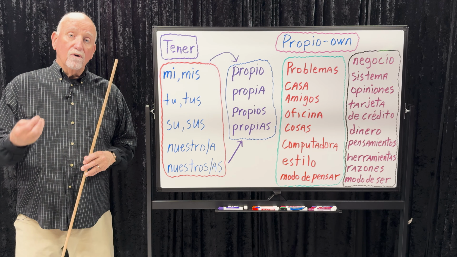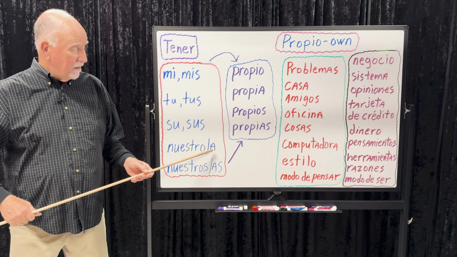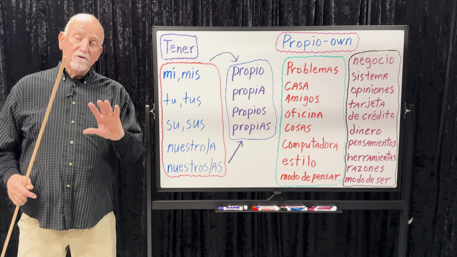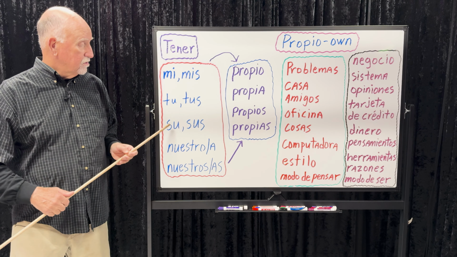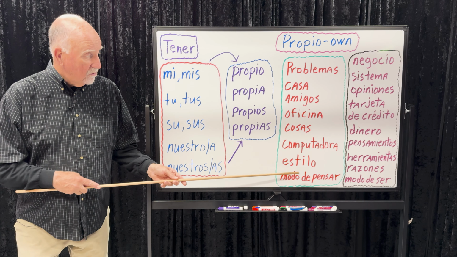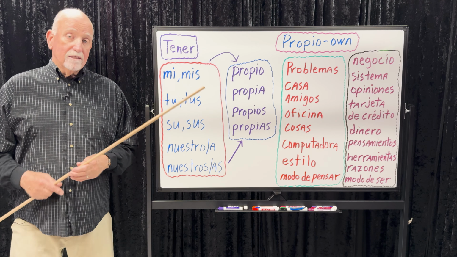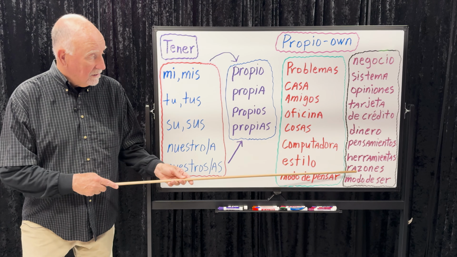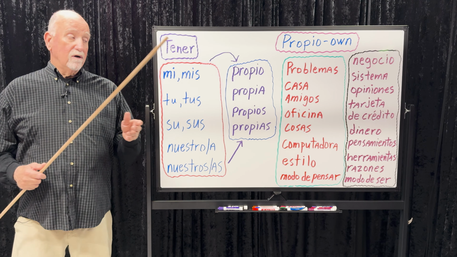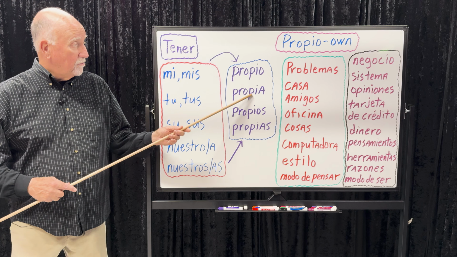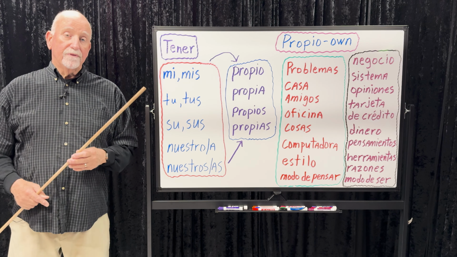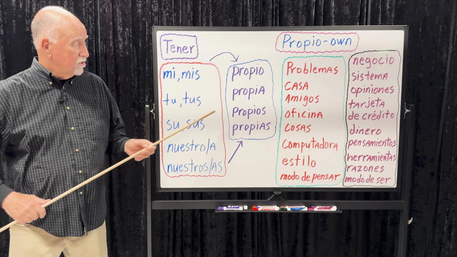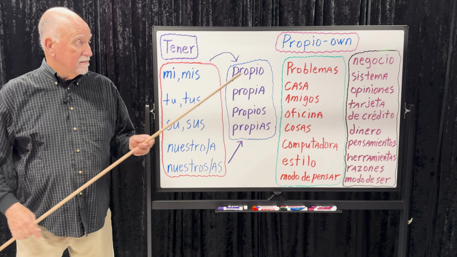We have our own house. Tenemos nuestra propia casa. They have their own way of thinking. Tienen su propio modo de pensar. She has her own reasons. Ella tiene sus propias razones. I have my own credit card. Yo tengo mi propia tarjeta de crédito. Mom has her own opinions, and well, she should. Mamá tiene sus propias opiniones.